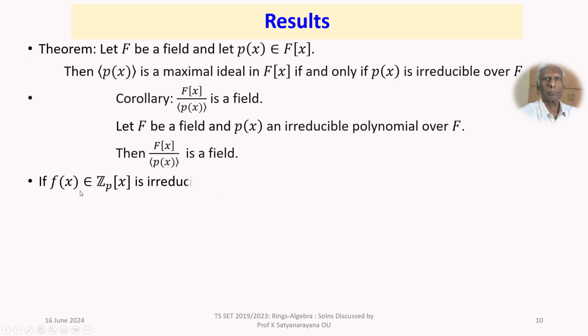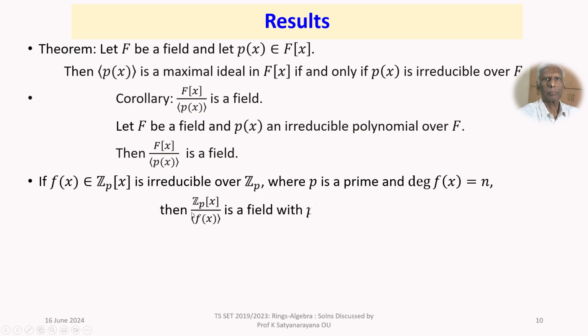Right. If f(x) belongs to Zp[x], where Zp is a finite field of order p, where p is a prime number, and f(x) is irreducible over Zp, and the degree of f(x) is equal to n, then Zp[x] by the ideal generated by f(x) is a field from the above, because it is irreducible. The number of elements you can also say in this field: the number of elements is p^n. So Zp[x] by the ideal generated by f(x) is a field with p^n elements.